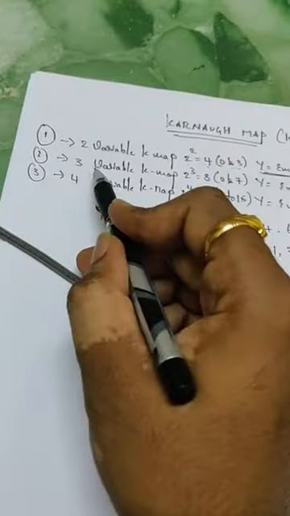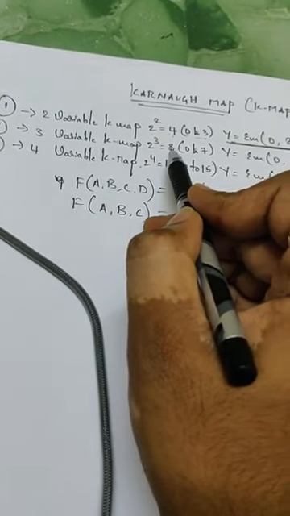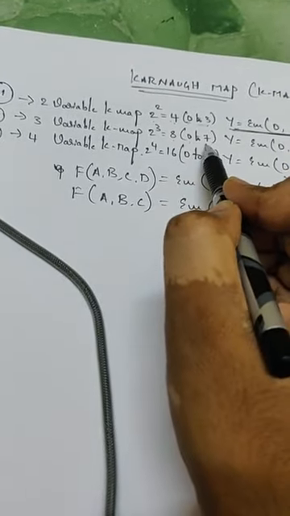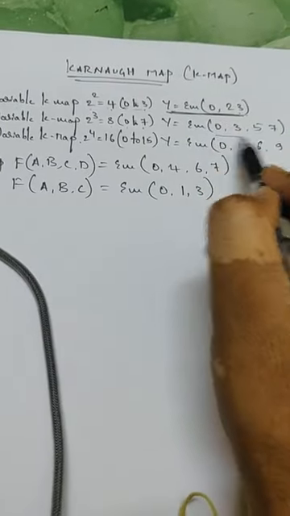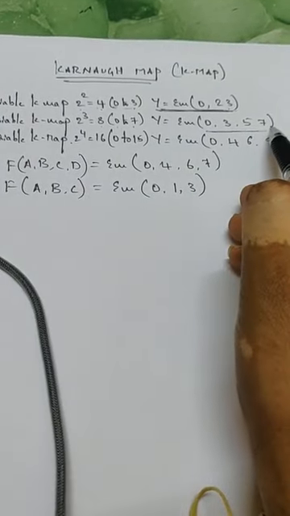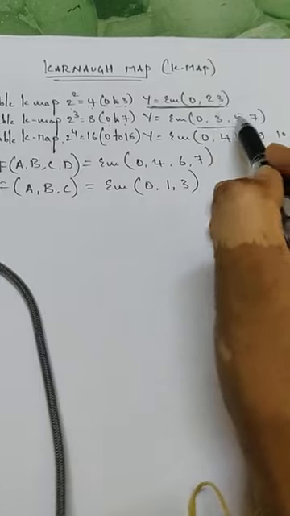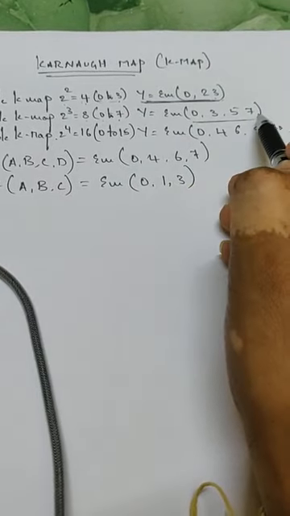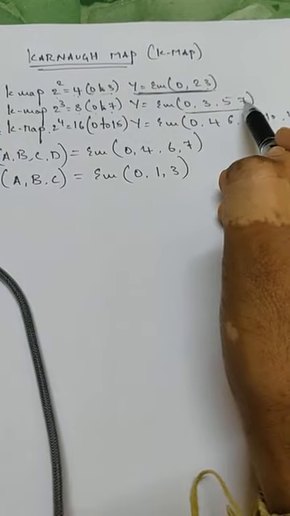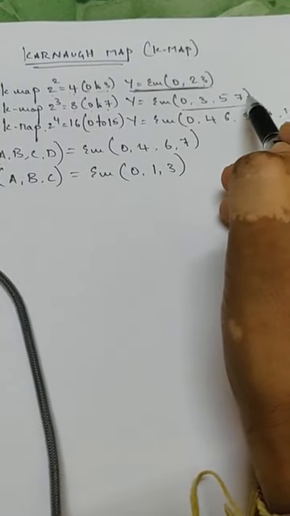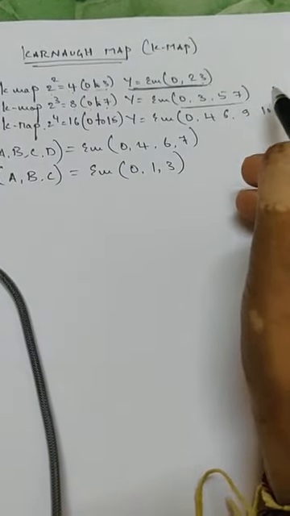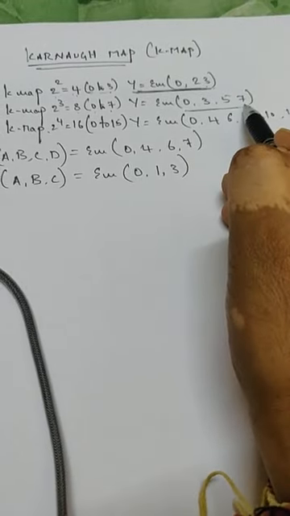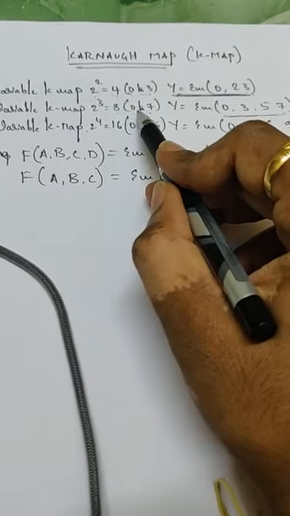Coming to 3 variables, 2 to the power of 3 is nothing but 8, so 0 to 7. If the numbers within the brackets are 0 to 7, up to 7, not 8, okay? Up to 7: 0, 1, 2, 3, 4, 5, 6, 7. Then I can tell it's a 3 variable K-map.